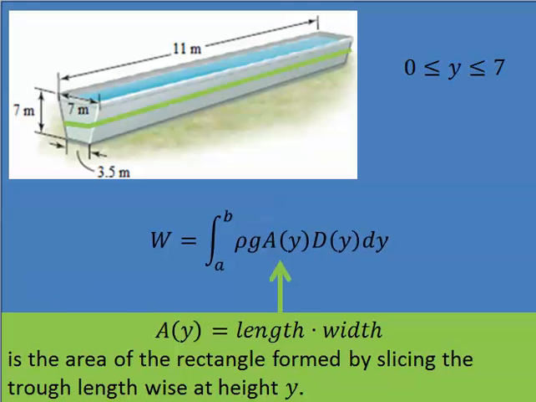In addition to that, we're going to need to know what is the area of a rectangle formed by slicing the trough lengthwise at height y. We're going to have y range from 0 to 7. 7, recall, is the height of the trough. So y being 0 would be the bottom, y equals 7 would be the top. And at a given y value, if we make a slice lengthwise, we will get a rectangle, and we need to know the area of that rectangle.